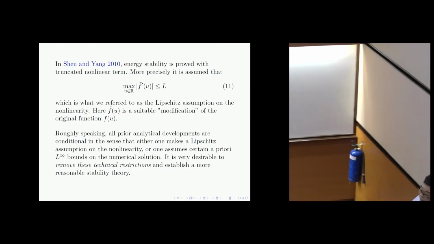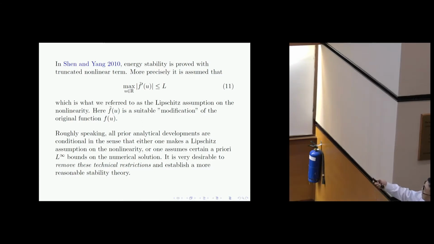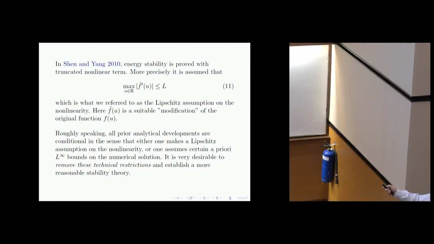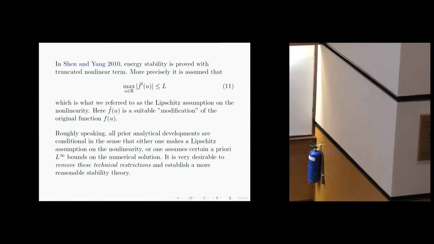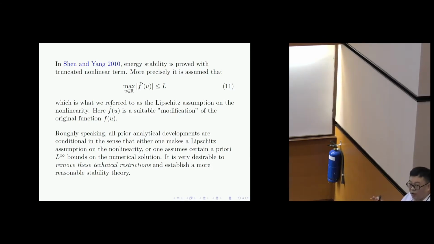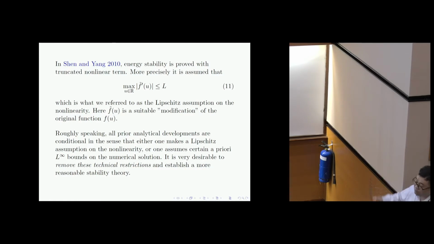Another treatment is by Shen Jie and Yang Xiaofeng. They give this Lipschitz assumption. You know, this f(u) is a cubic polynomial, so the first order derivative of this cubic polynomial is a quadratic polynomial. When u is on the whole real line, you could not prove the boundedness of the derivative of the nonlinear function. So in their work, they assumed this condition. They just give a modification on the nonlinear term, right? They truncate this nonlinear function. So that implicitly requires an arithmetic bound of the numerical solution.